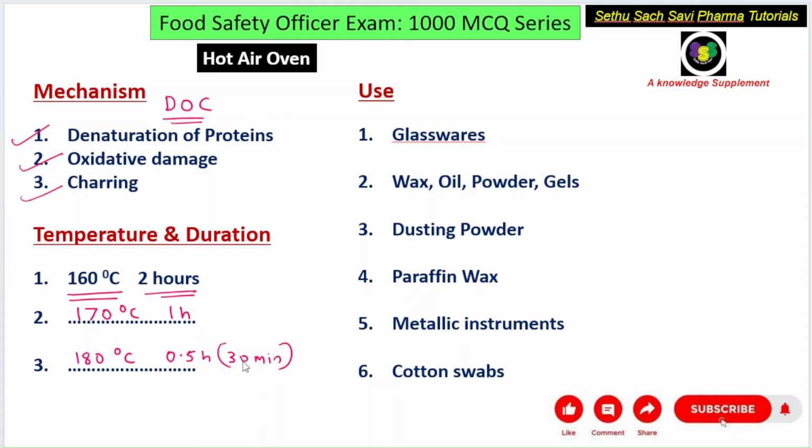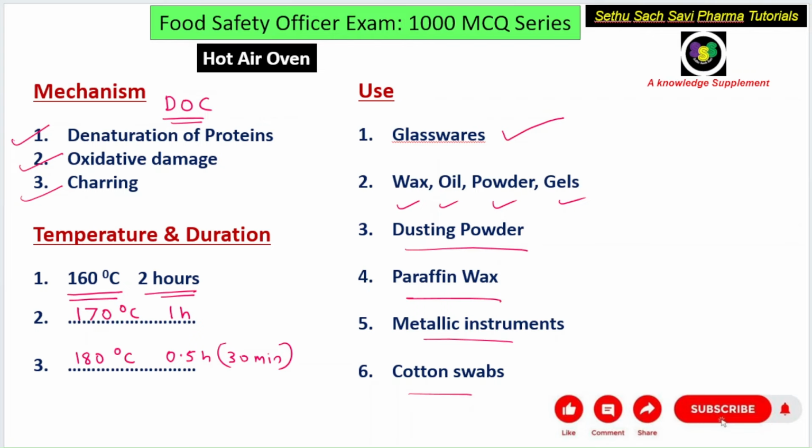And what is the use of hot air oven sterilization? Normally, it is used for the sterilization of glasswares, wax, oils, powders, gels, dusting powders, paraffin wax, metallic instruments, cotton swabs.